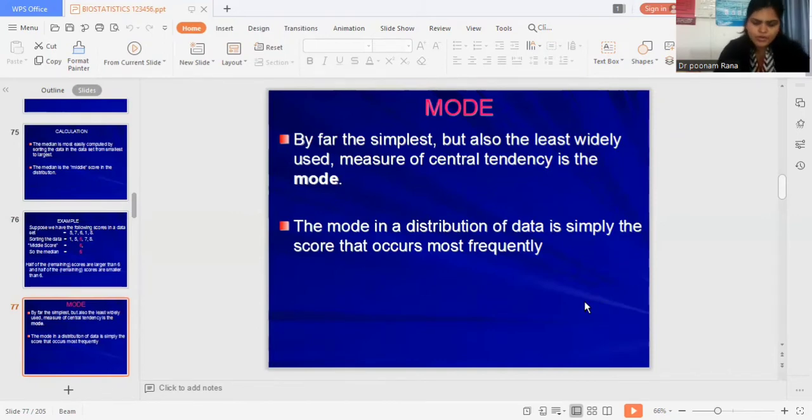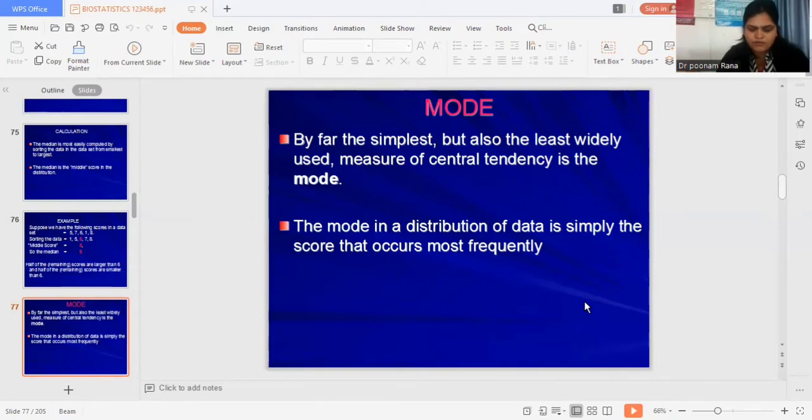Now what is mode? By far the simplest but also the least widely used measure of central tendency is the mode. The mode in a distribution of data is simply the score that occurs most frequently. So the mode, or the modal value, we can say, is that value in a series of observations that occurs with the greatest frequency.